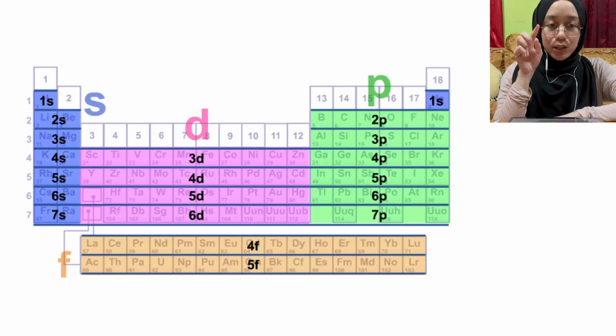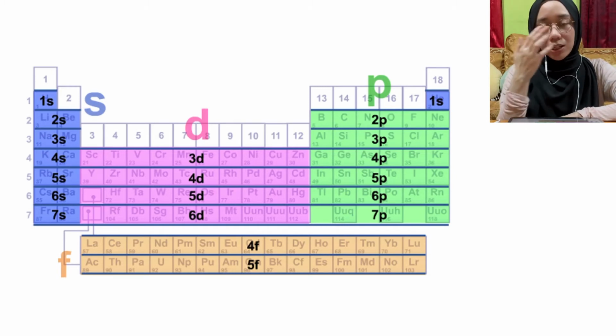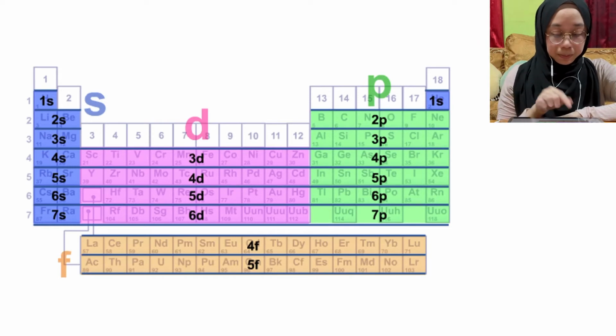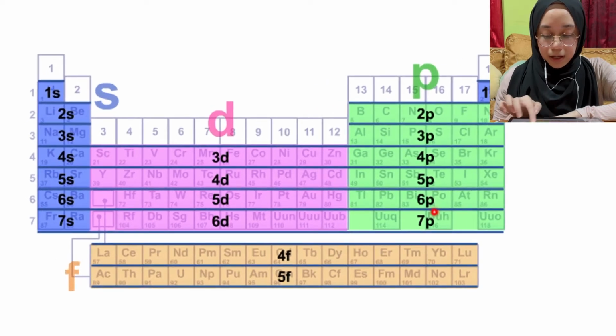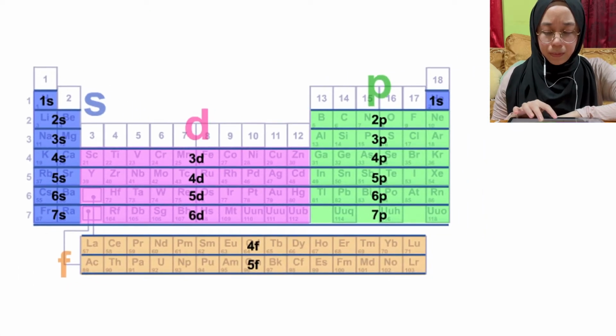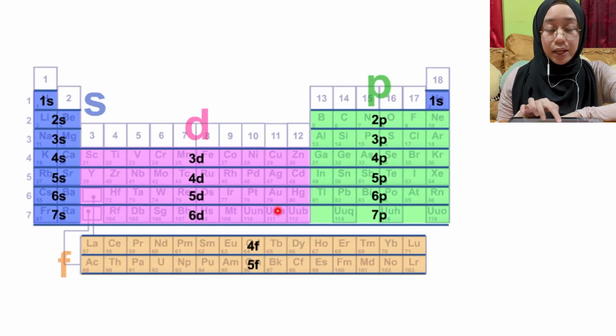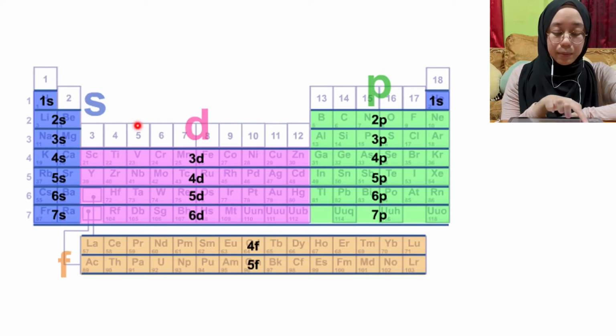Okay, so since dia masuk dalam 1s, S yang paling tinggi dia dapat masuk pun, therefore dia considered dalam S block. Okay. And then P orbital pula is the one on the right side of the periodic table, and then we have D blocks in the middle part of the periodic table, and dekat bahagian bawah ni kita ada F block.